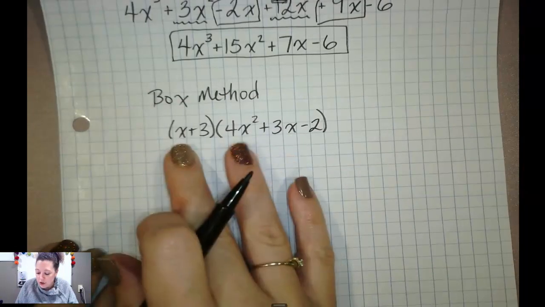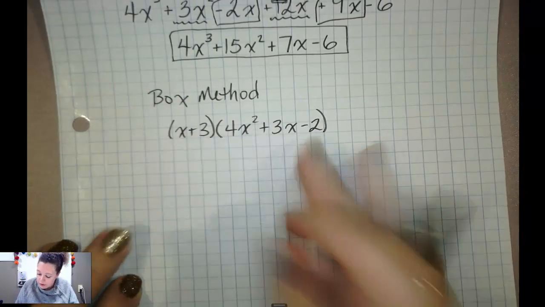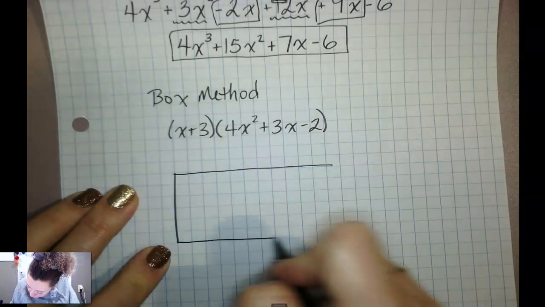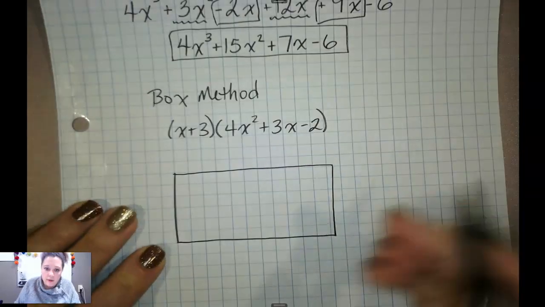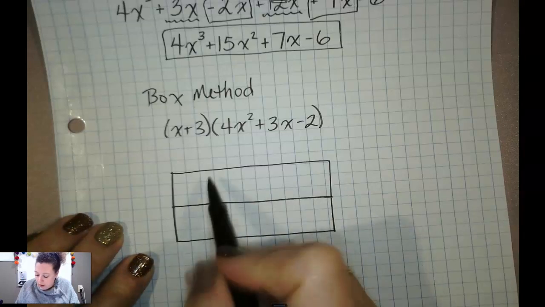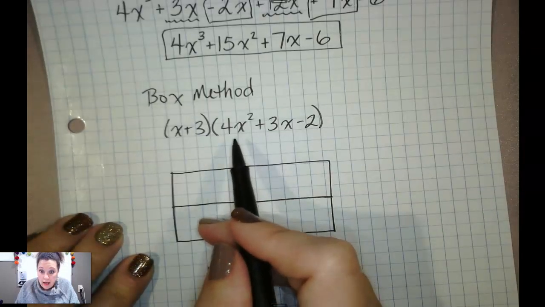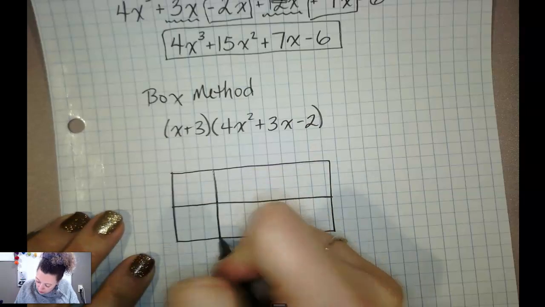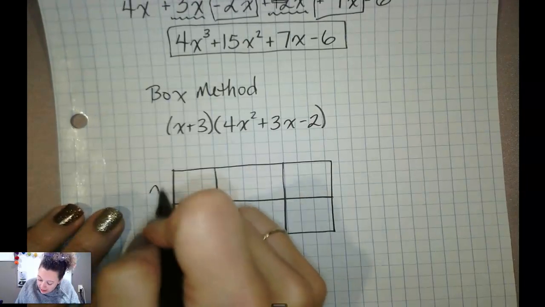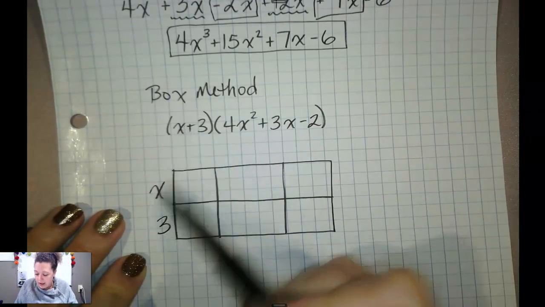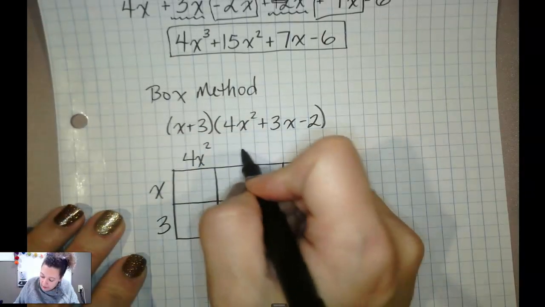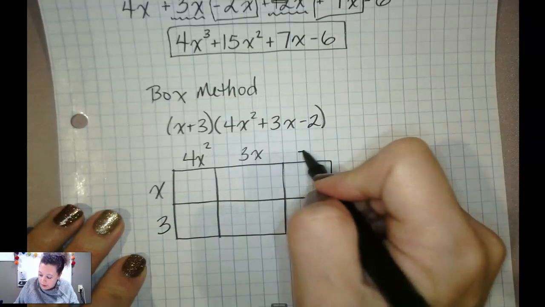So we need a box that is 2 by 3, because there are 2 terms and there are 3 terms. So I am going to make my box. First step, make a rectangle. It has to be 2, so I'm going to split it in half, make 2 rows, and it has to be 3 columns because this has 3 terms. That didn't really make it that even, but that's okay. So I'm going to put x and 3 down here, and then I'm going to put 4x squared, the 3x here, and the minus 2 here.